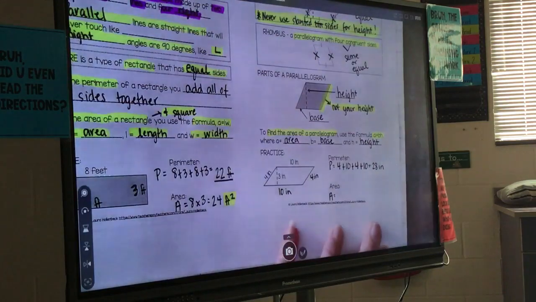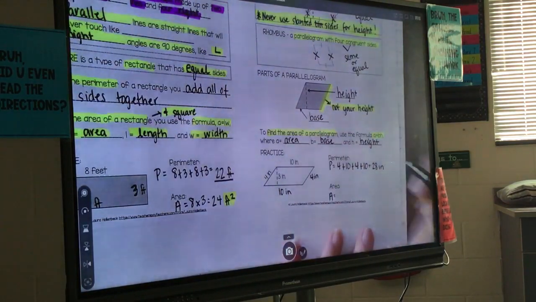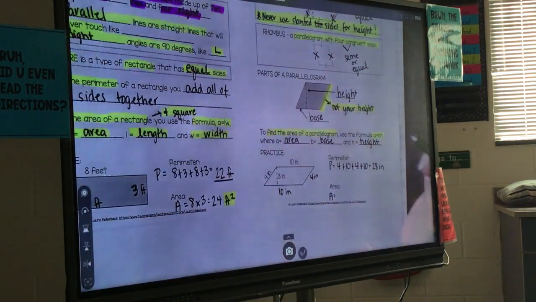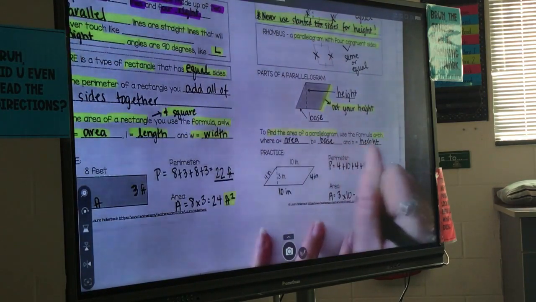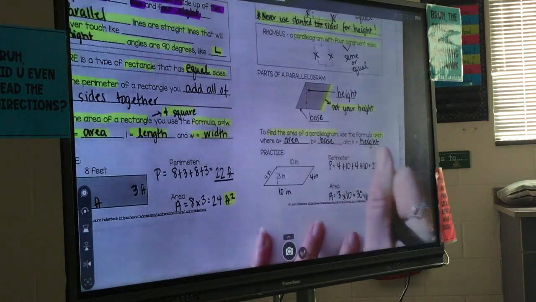Okay? Now, for the area, we're doing base times height. So which two numbers are we using to find the area? So the area is the inside. So what two numbers are we using to find the area? Alex? The height, the 3-inch, and the 10-inch. Yes. So we're going to do 3 times 10, which is going to give us 30 inches squared.